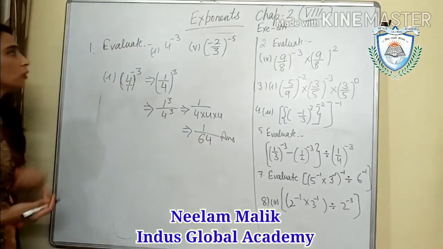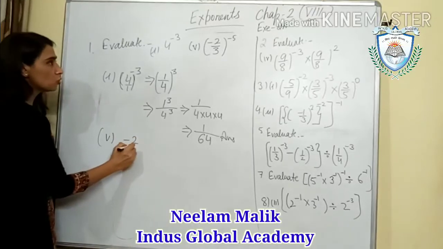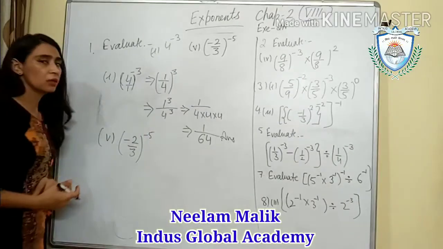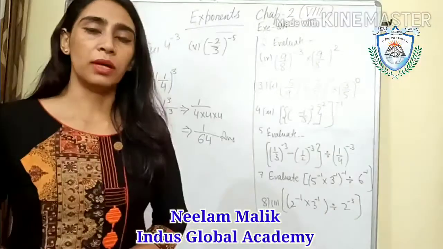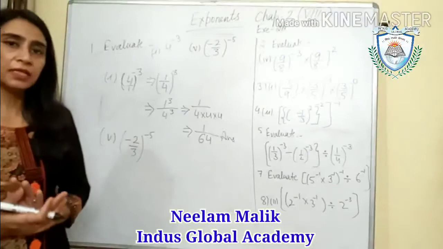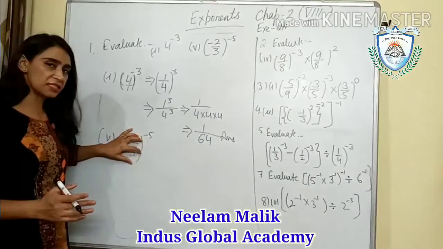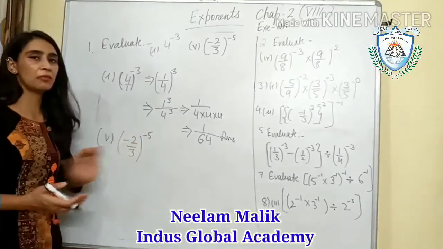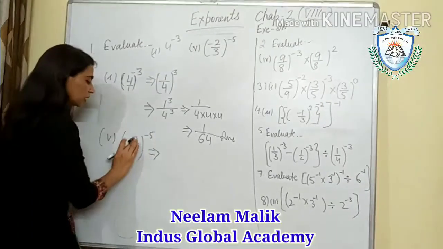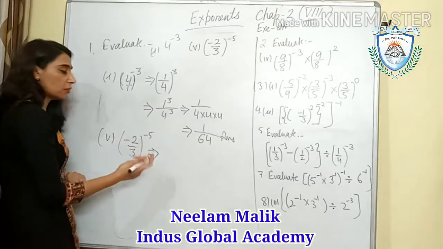Okay. Now the fifth part I have taken here is minus 2 upon 3, the whole power is minus 5. The power is negative, and if the power is negative, the first thing we have to do is take the reciprocal of the base and then the power will be positive. Okay, so what we will do here, reverse this, it is minus 2 upon 3, so it will be 3 upon 2.